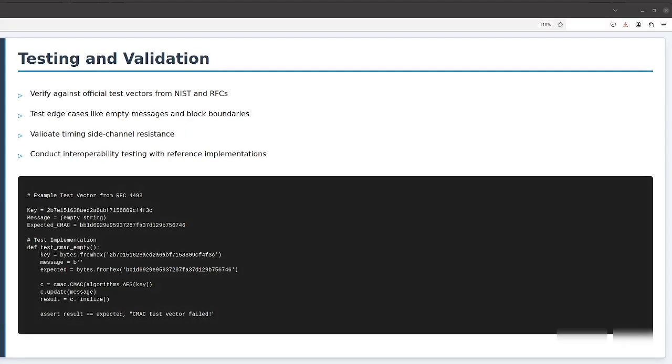Testing and validation. Thorough testing and validation are critical for CMAC implementations to ensure both correctness and security. Let's explore comprehensive testing strategies. Start with test vectors from authoritative sources.